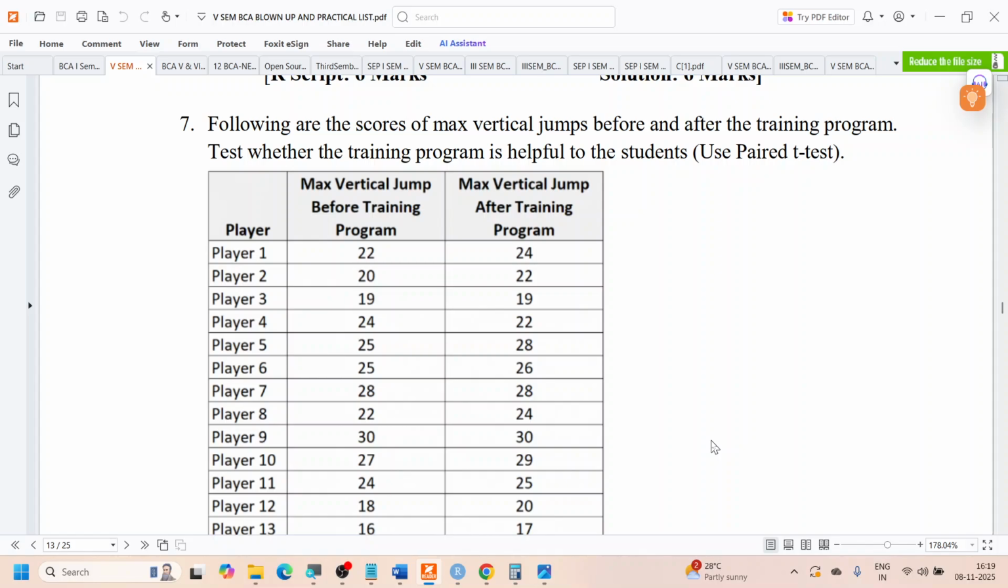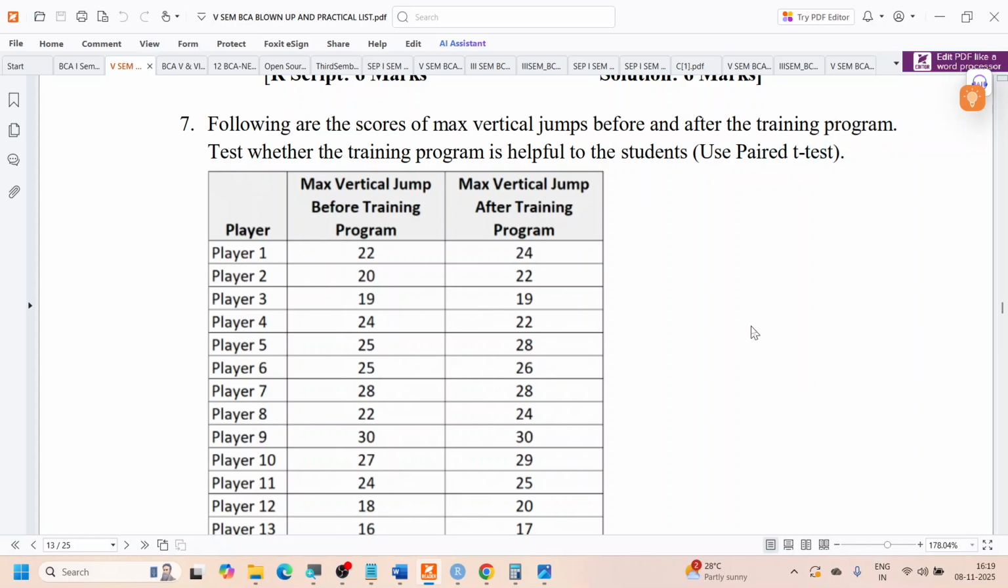Let us solve exercise number 7 in part B of our programming lab. In this exercise, the question is as follows. Following are the scores of maximum vertical jump before and after a training program. Test whether the training program was helpful to the student. And they have also said to use the paired test.